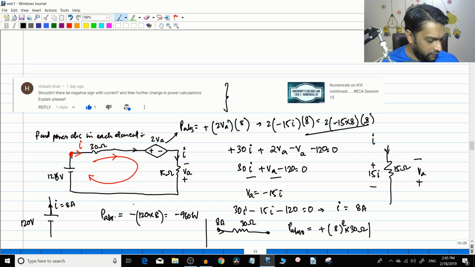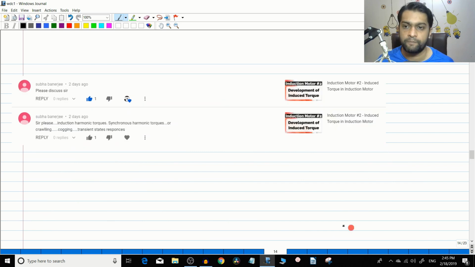So this is the way you can do all these questions. I think this resistor element I don't have to do, you can do it on your own. This is how you do all these power absorbed questions. I hope that is clear now.